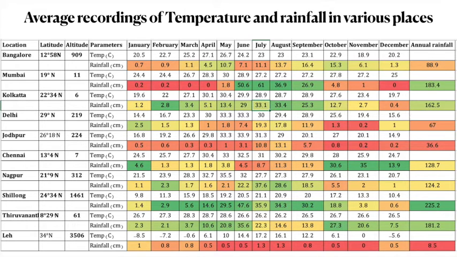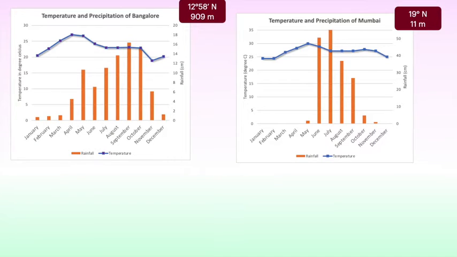Mumbai, Kolkata, and Trivandrum receive rainfall behind Shillong. So in a nutshell, this is the status of rainfall across different cities. Now we will look into each and every city by constructing a graph for temperature and rainfall.